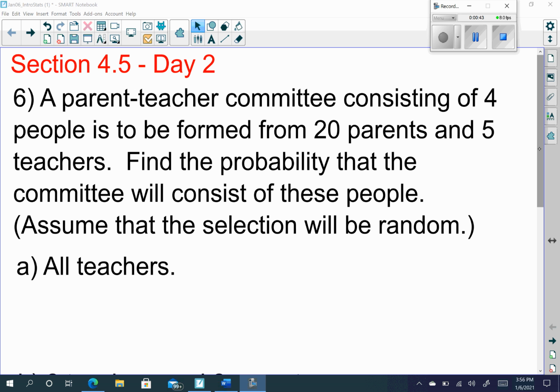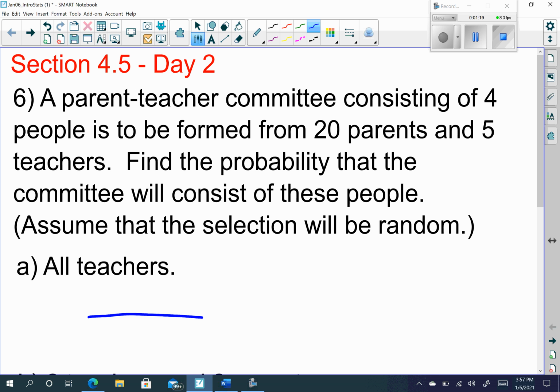In this example, we're told a parent-teacher committee consisting of 4 people is to be formed from 20 parents and 5 teachers. Here we want to find the probability. Again, that's the main idea for this section, is we're asked to find the probability, and we're still using these counting rules. So find the probability that the committee will consist of these people. Assume that the selection will be random. So if we want the committee to be made up of all teachers, again, we would have a fraction. Again, this is involving combinations.